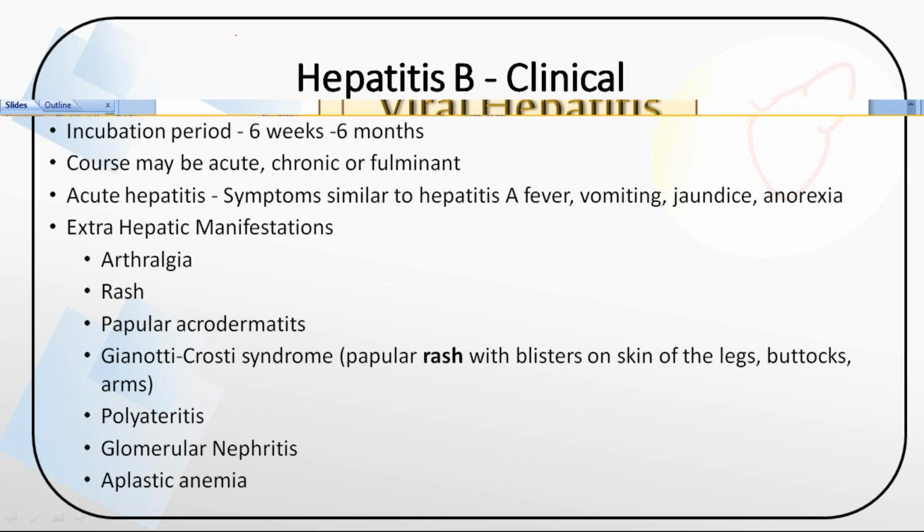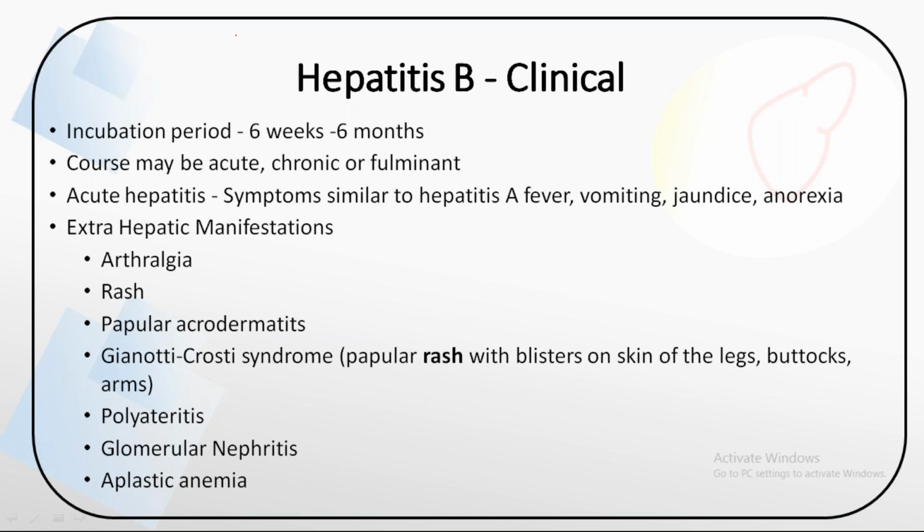It may be an acute presentation, chronic, or fulminant. All three varieties are possible. Acute hepatitis symptoms are almost similar to other hepatitis: fever, vomiting, jaundice, anorexia. But the majority of the time it is called anicteric hepatitis, because the jaundice is very mild, or it may not be there at all.